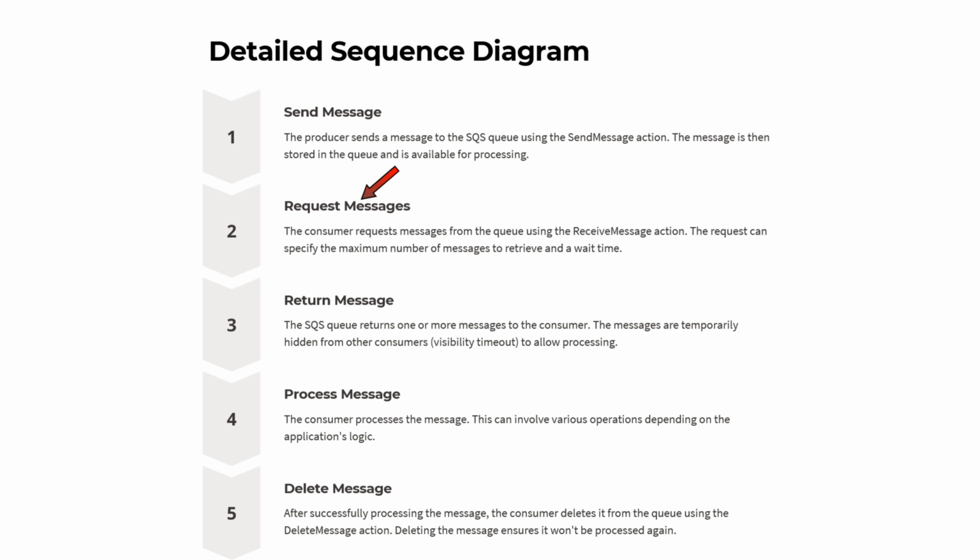Second step is request messages. The consumer requests messages from the queue using the receive message action. The request can specify the maximum number of messages to retrieve and a wait time.